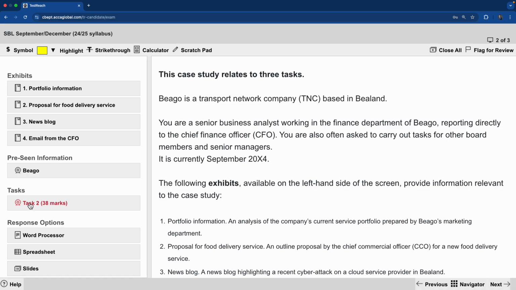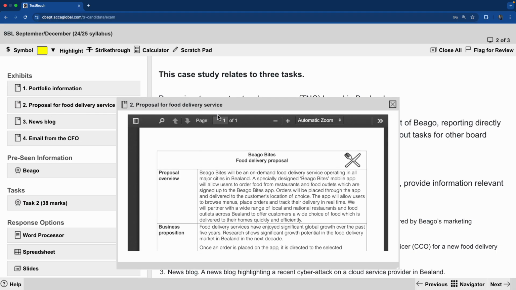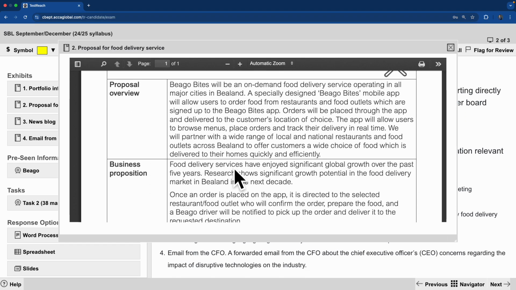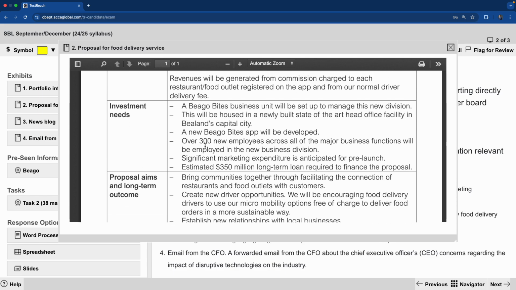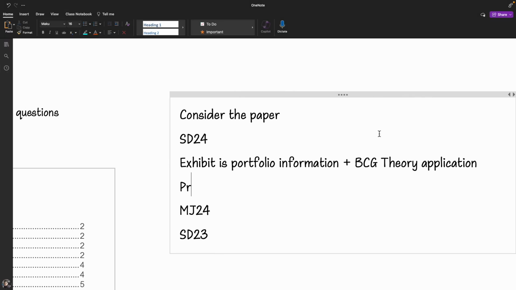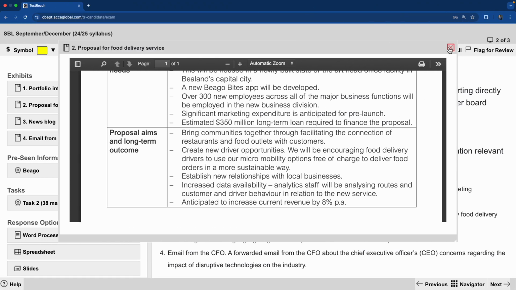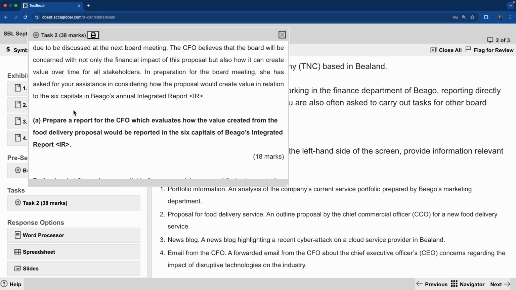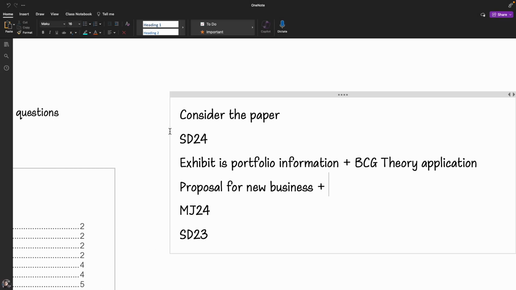Task 2, 38 marks. Proposal for food delivery. This is where they gave you a proposal about some kind of action that the company wants to do. What are the investment needed and the aims and objectives, and they give you quite a lot of data inside here. So what's the requirement? Have a look at the requirement. Based on this, task 2 was specifically to ask you to do what? Prepare a report for the CFO which evaluates how the value created from the food delivery proposal would be reported in the integrated reporting. Nothing to do with the evaluation, not feasibility, acceptability and all that.